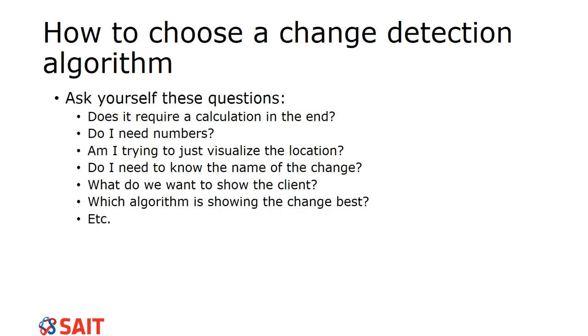So the actual applications here: how to choose a change detection algorithm, because these make great exam questions, hint, hint. How would you choose a change detection method and be able to justify it? Does it require a calculation in the end? Do you need numbers in the end? If I'm calculating changes in the yield of a crop over the last 5 years, I need a calculation. So doing a thematic change does not do me any good. And do I need numbers?